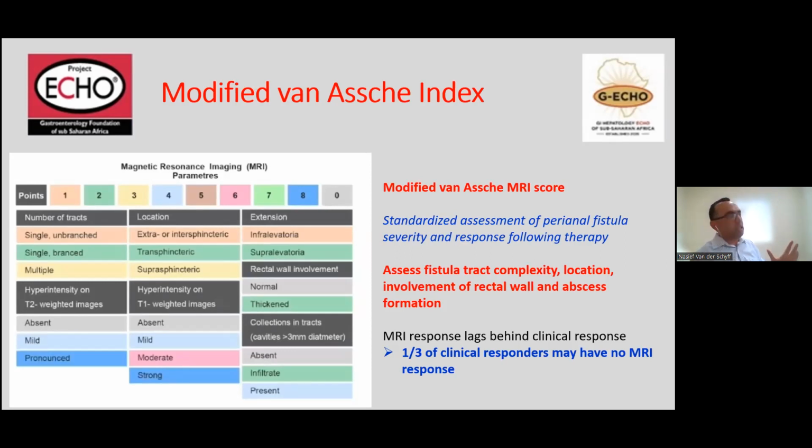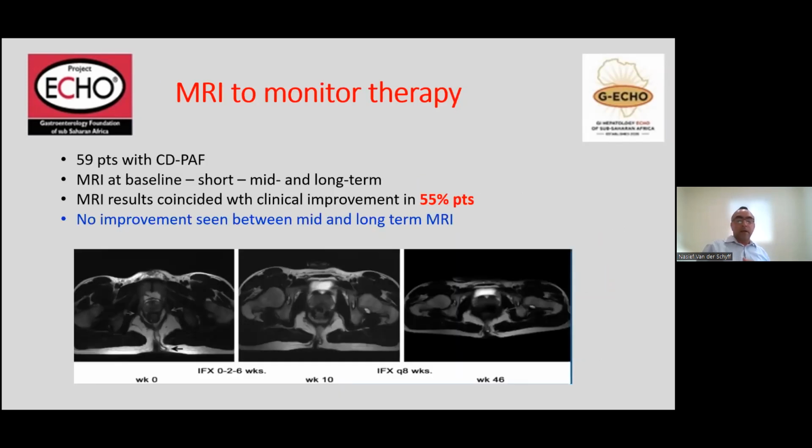But important to note is that often the picture in the MRI lags the clinical response. And roughly a third of the patients that we treat, the MRI may not improve. And if anything, the MRI improvement may only be seen at 6 to 12 months later. That's important to understand.